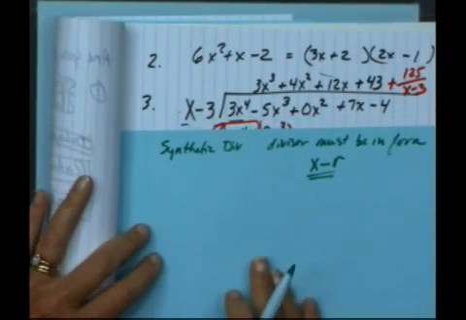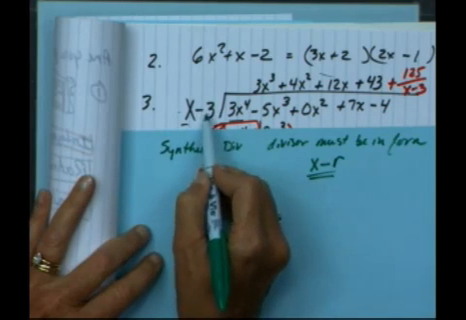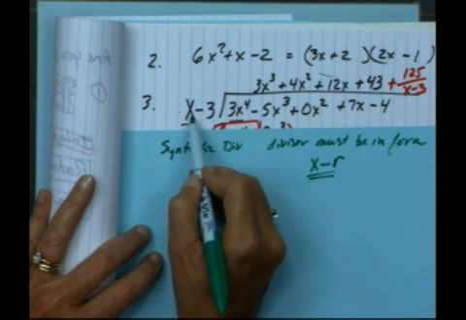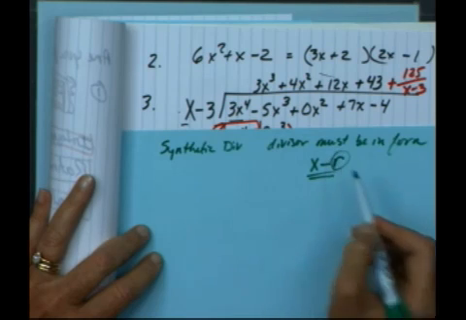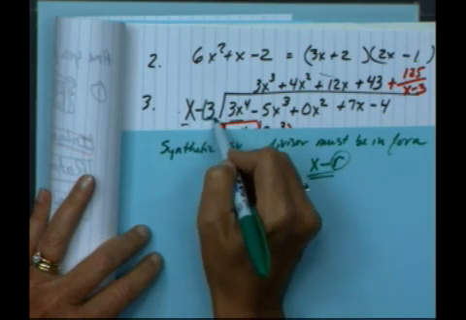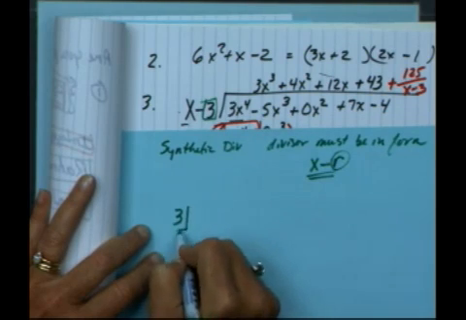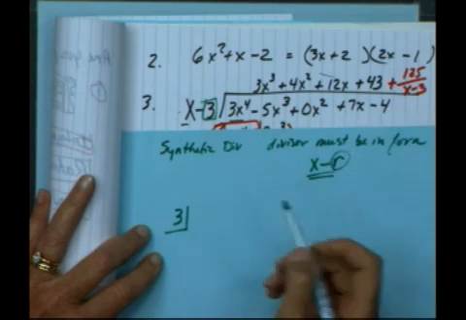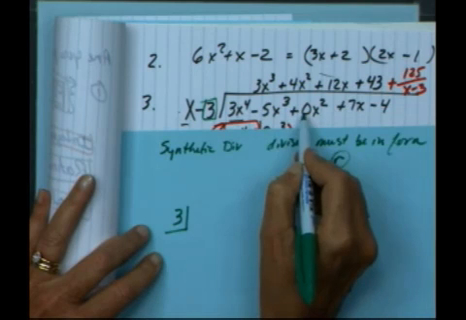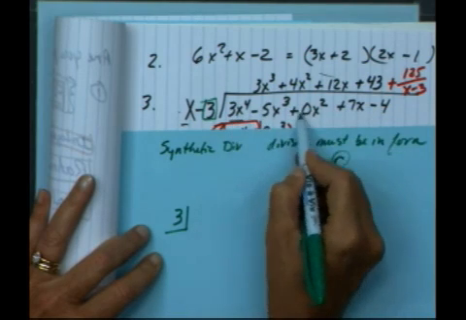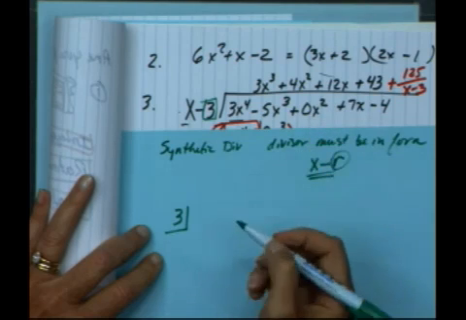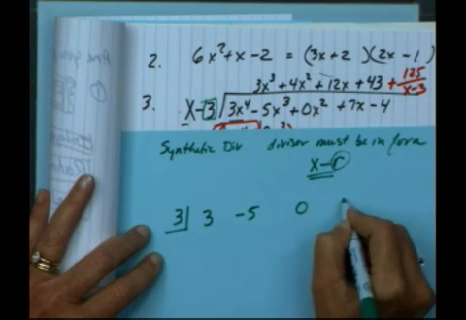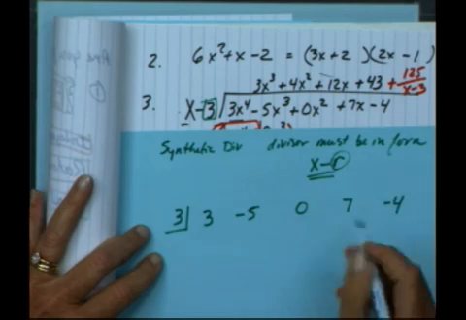Okay, x minus r. So if this had been like x plus 3 divided in this, you would write it as x minus a negative 3, if that had been a plus. Because we got to locate the r. That's going to be our divisor. So we write 3. And now we list just the coefficients of our dividend in descending powers. And you got to have a place for each term with the x in it. So you'll have 3, negative 5, 0, 7, negative 4.